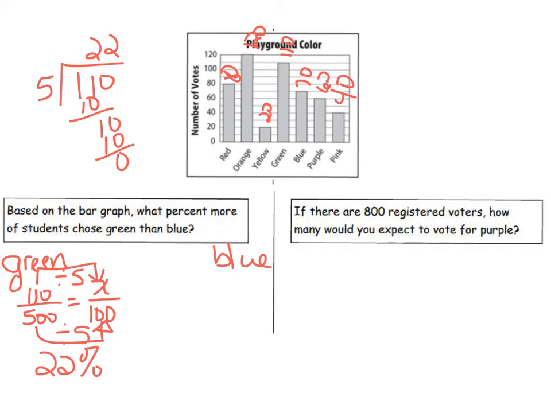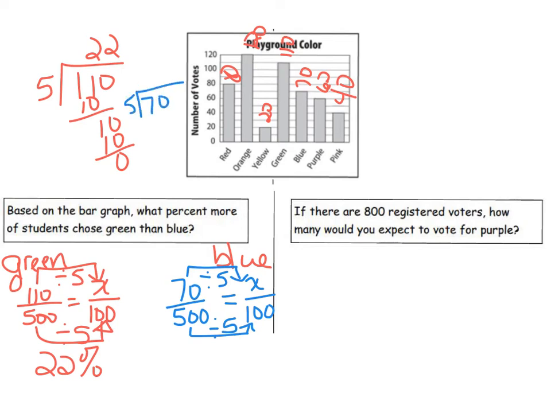So now let's look at blue. Blue, we have 70 out of 500. And we're going to see what percent that is. So again, from 500 to 100, you divide by 5. So 70 divided by 5. So let's do that. 70 divided by 5. So 5 into 7, 5 into 20. So then that means this is 14%.